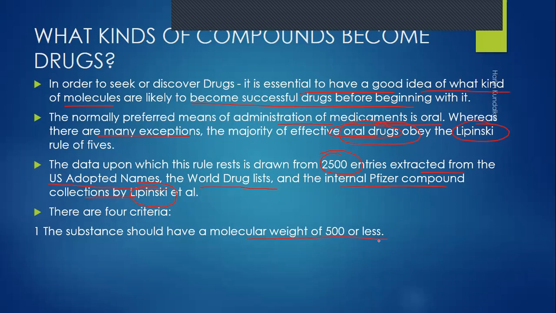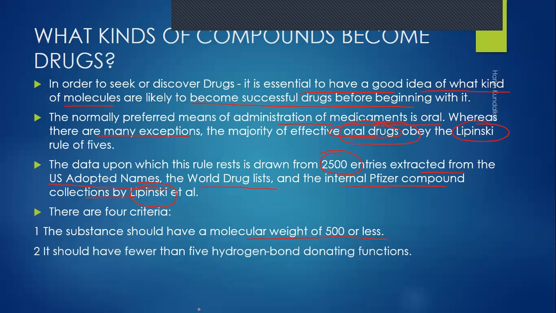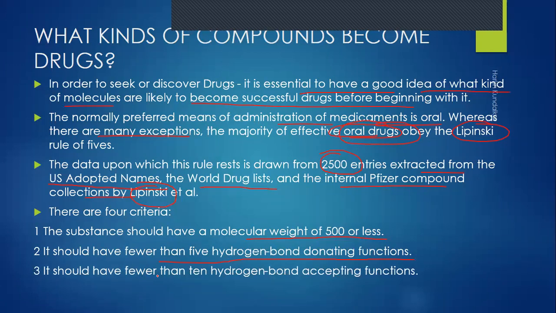So what is the first criterion? A molecular weight of 500 or less. Then it should have fewer than 5 hydrogen bond donating functions. So hydrogen bond donating functional groups should be 5 or less. Then it should have fewer than 10 hydrogen bond accepting functions. So hydrogen bond acceptor groups should be 10 or less.